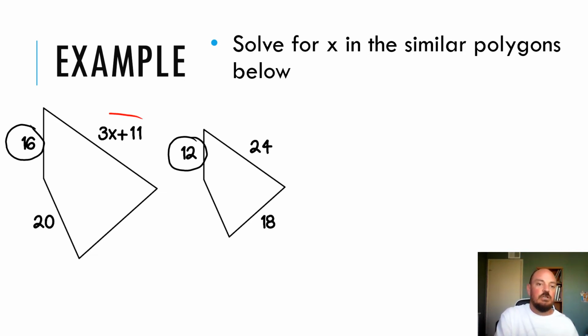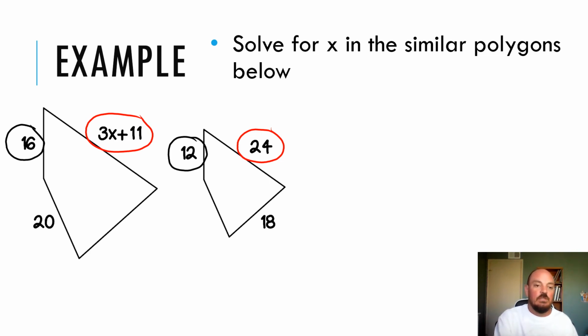And then number 2, I have the 3x plus 11 and the 24. That's another pair of corresponding sides. Now when you just look at the problem, you think, okay, I also have the 20 and the 18. That's a third pair of corresponding sides. But those are actually not corresponding.